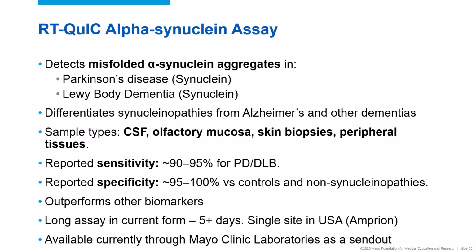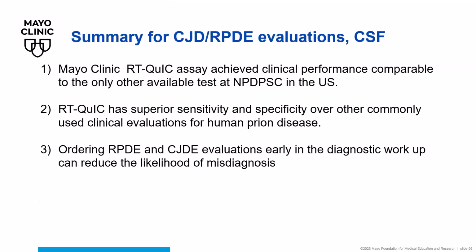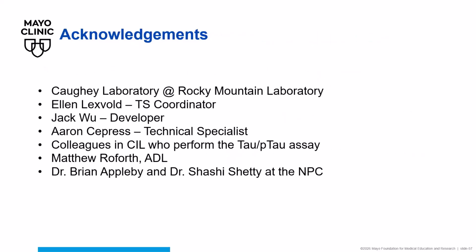In practice, maybe it's not achieving quite the same level of sensitivity and specificity as RT-QuIC for prion disease is, but it still provides a useful biomarker. And so in summary, generally the RT-QuIC assay at Mayo Clinic is very similar to that at the National Prion Disease Pathology Surveillance Center. RT-QuIC offers superior sensitivity and specificity, and ordering these panels early in the diagnostic workup can help eliminate misdiagnoses.